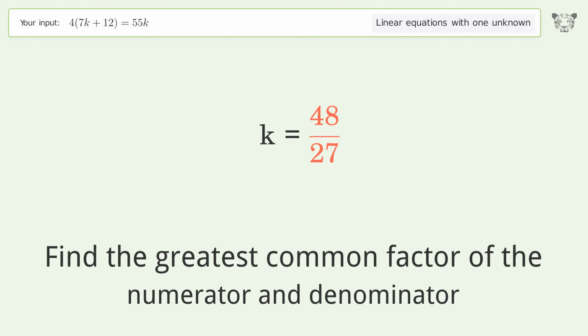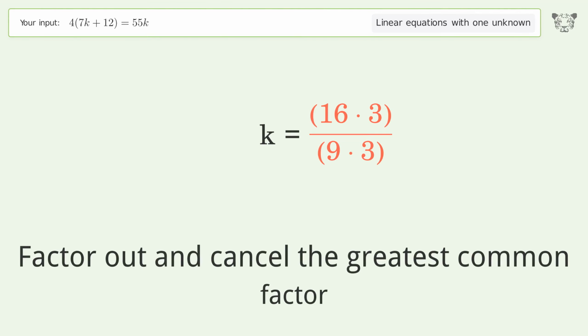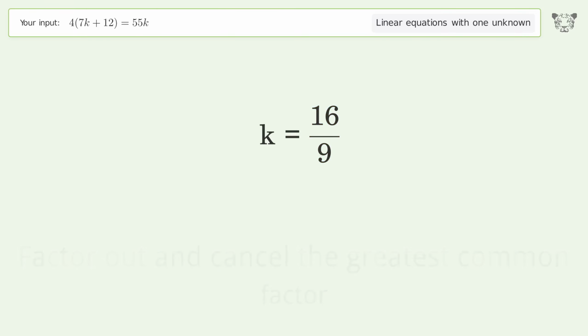Find the greatest common factor of the numerator and denominator. Factor out and cancel the greatest common factor. And so the final result is k equals 16/9.